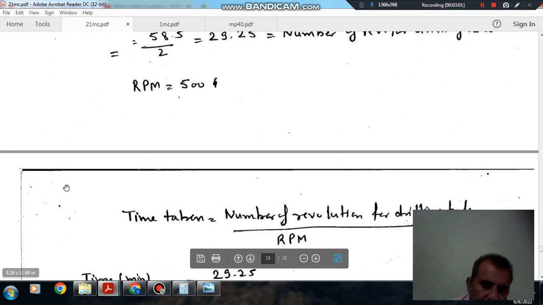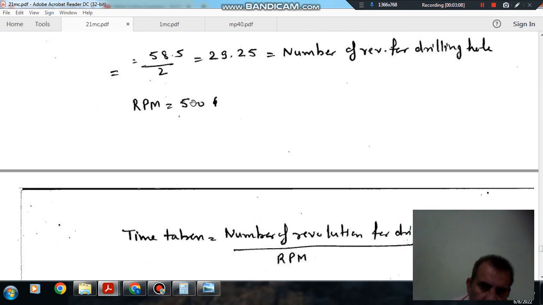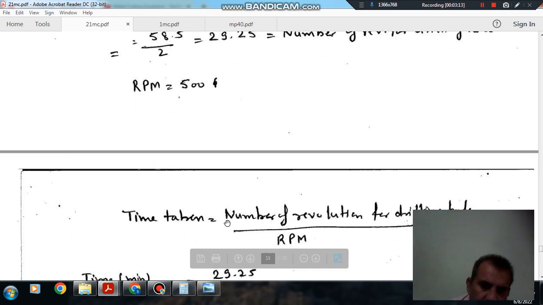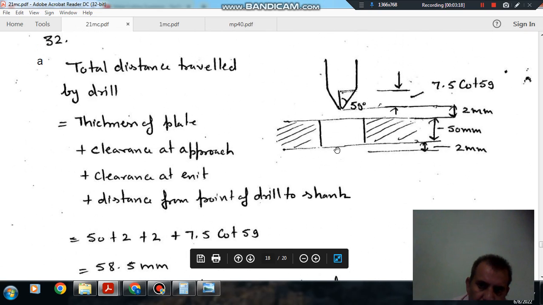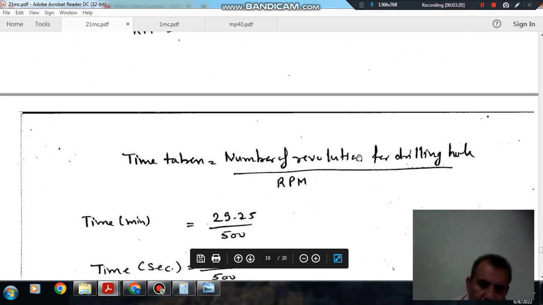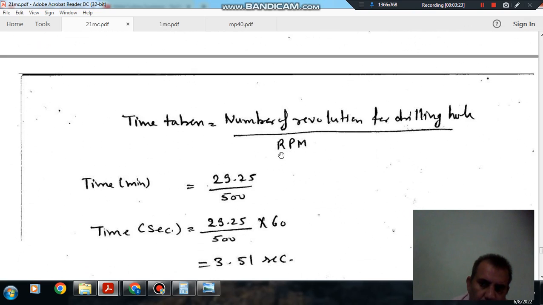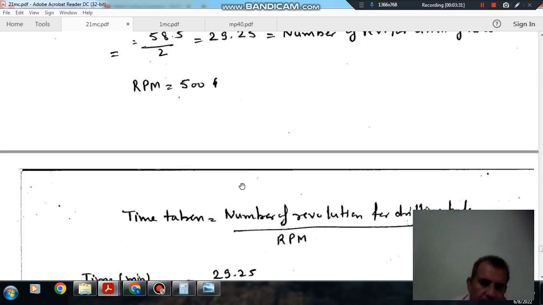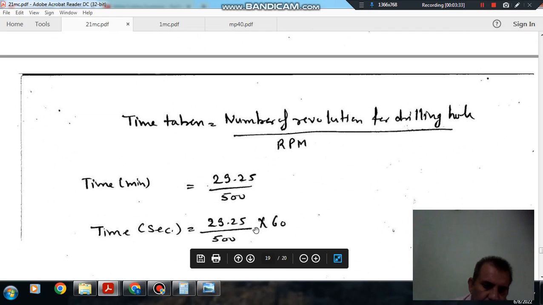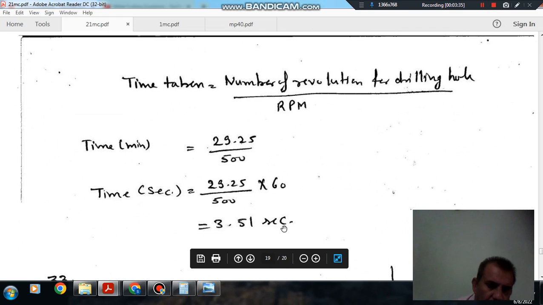So the time taken is number of revolutions by RPM, because this is revolutions and this is revolutions per minute. So the time taken for this hole to be drilled is the number of revolutions for drilling the hole divided by RPM. So time is 292.5 divided by 500, that is in minutes. Converting it into seconds, that will be 3.51 seconds.